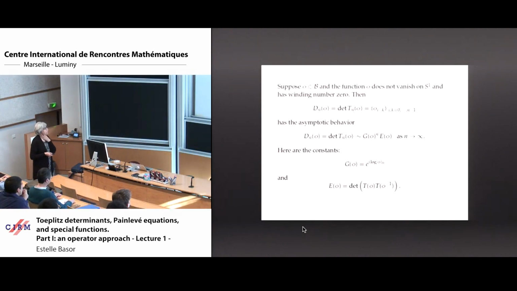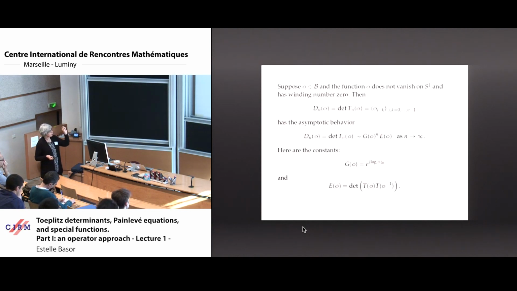Okay, so d sub n is just going to be the determinant of t sub n. And what the Szego theorem says is that the determinant is asymptotic to g of phi to the nth times e of phi as n goes to infinity. And here are the two constants. G of phi is e to the log of phi, e to the 0th coefficient of log of phi.